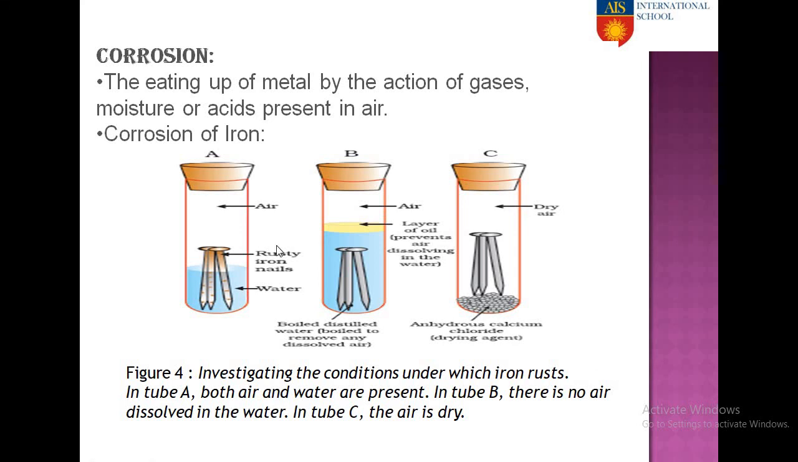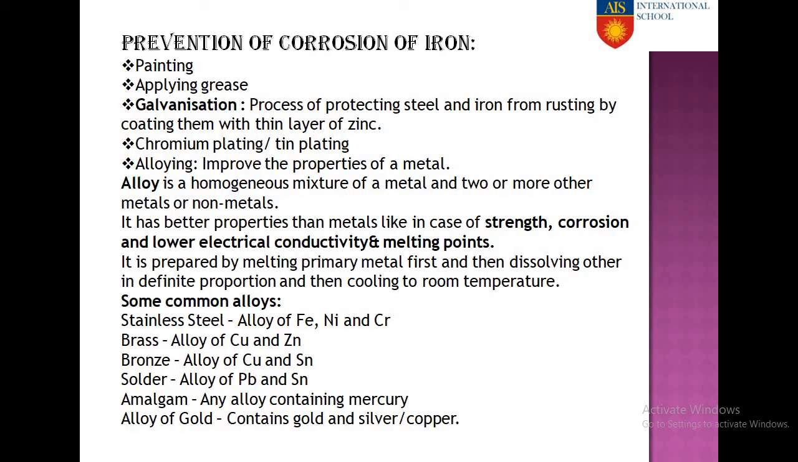So what do we observe? This is an investigation. In which condition does the iron rust? In tube A, both air and water are present. In tube B, there is no air dissolved in the water, and in tube C, the air is dry. So in which case does the iron rust? In tube A. In tube B there is a layer of oil which prevents air from dissolving in water, and thus prevents rusting. This will also get corroded, but compared to A it will get less, and in C it will not, because it has a drying agent.